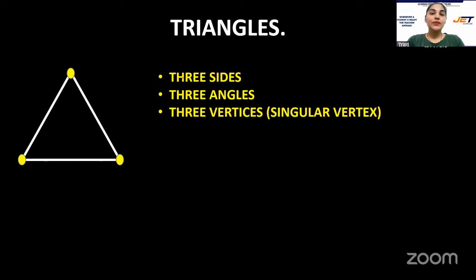Vertices are like the corners. You can also call it a vertex in singular form. If I talk about one corner, I will say vertex. If I talk about multiple, more than one, it's vertices, and you can also call vertices as corners. So it has three sides, three angles, three corners.